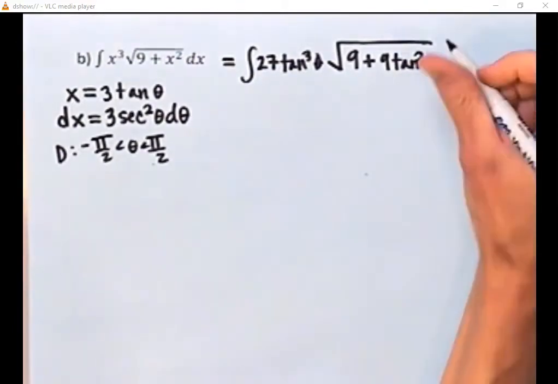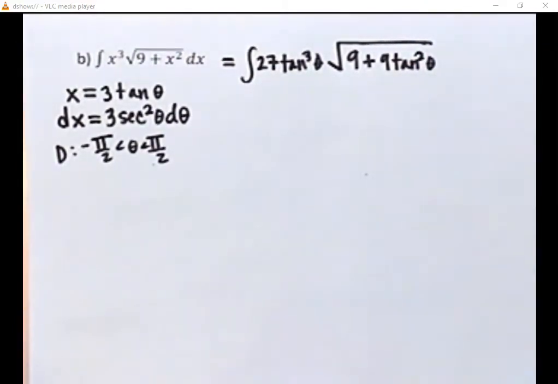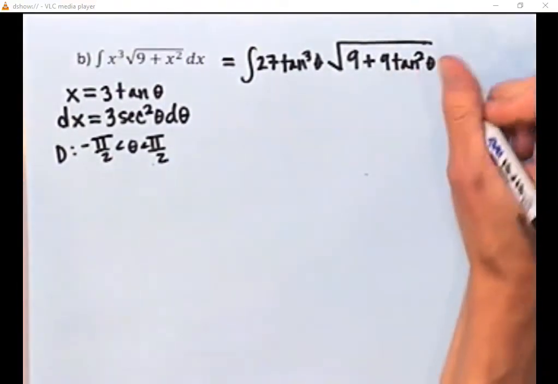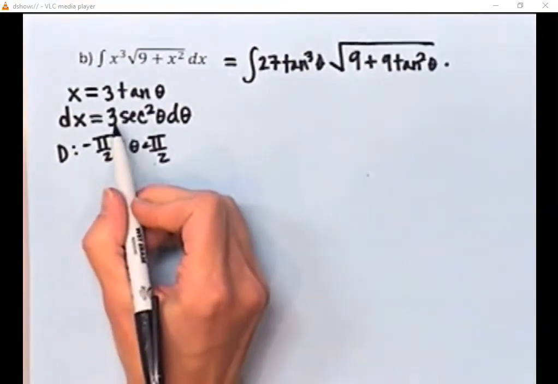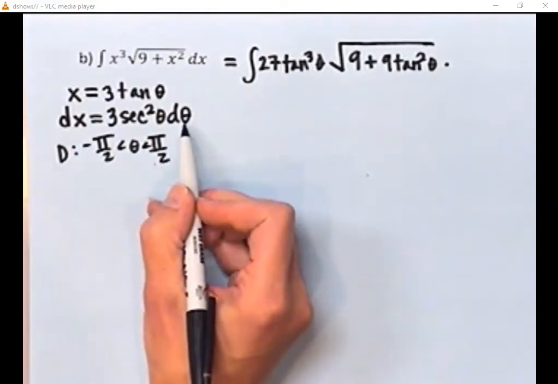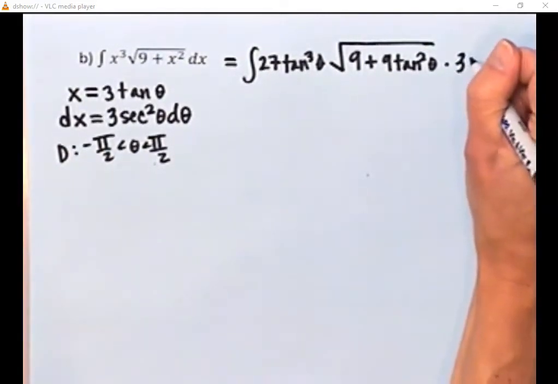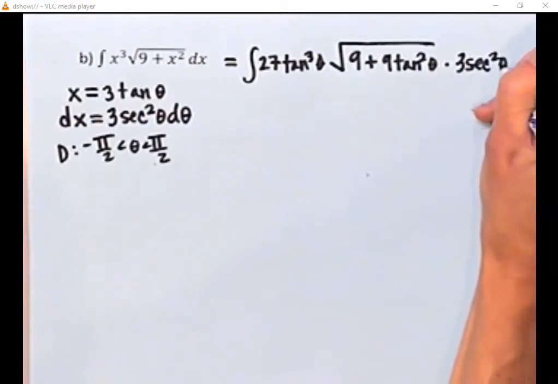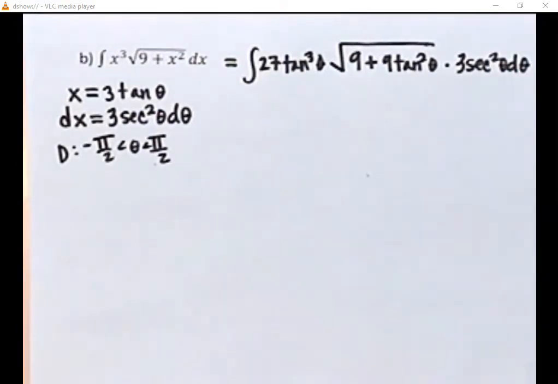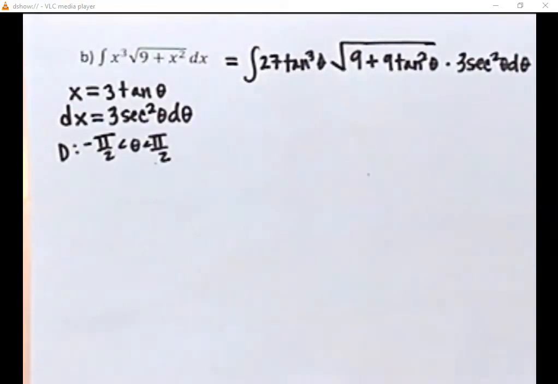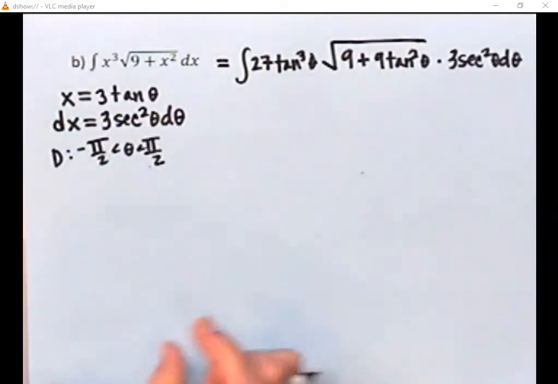Now, here's the temptation: just to put d theta on there, right? That's the thing I always forget. But what actually goes in for dx? Right, 3 secant squared theta d theta. So now it becomes 3 secant squared theta d theta. The most common mistake is people forget that dx doesn't just become d theta. It's really this whole expression.